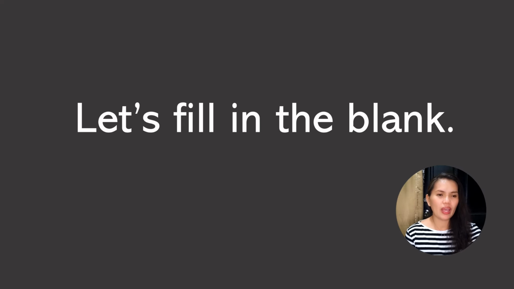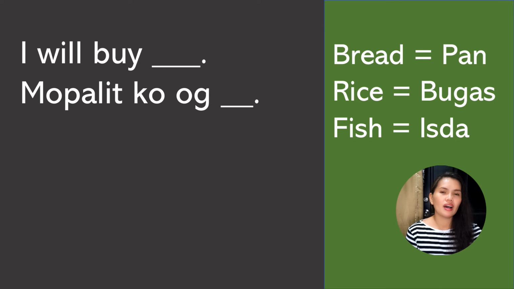Now let's fill in the blank this time. We have three choices here. We have bread. For bread is pan, not pan. And then for rice, we have bugas. Bugas for rice. And then for fish, isda. Now let's try this one. Let's fill in the blanks.